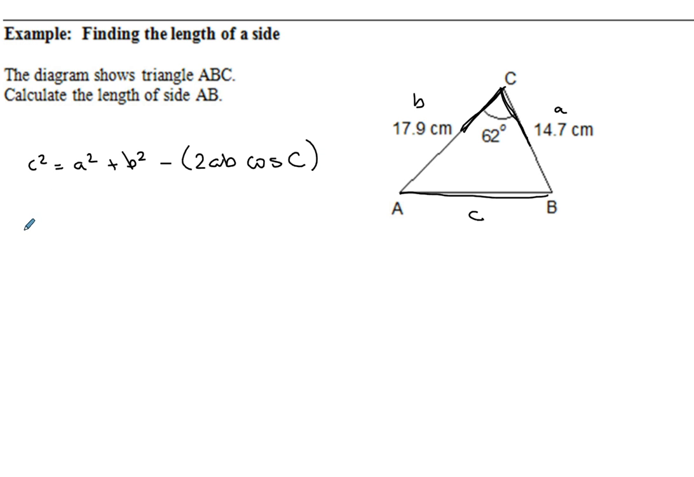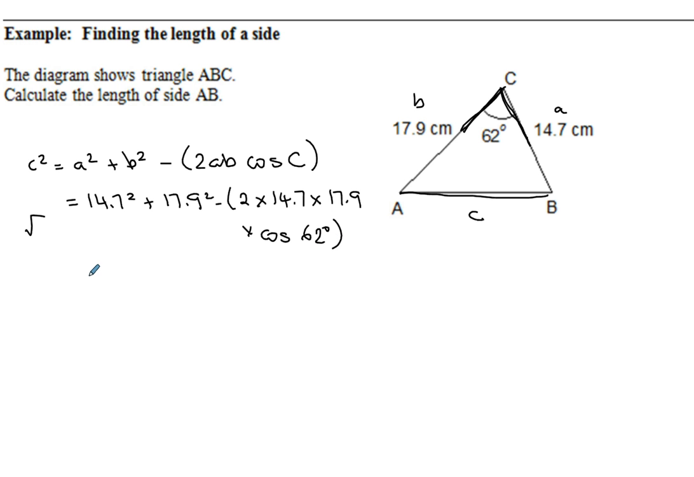Remember to square root your answer. You've got A squared, which is 14.7 squared, plus 17.9 squared, minus 2 times 14.7 times 17.9 times cos 62. Put that on your calculator, square root it, and you get 17 centimeters. All right, that was okay, wasn't it?